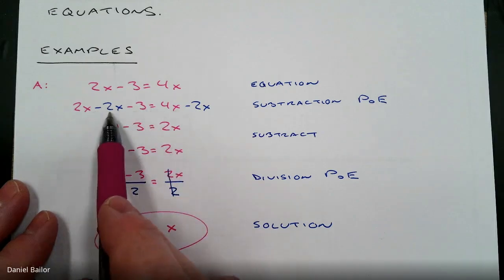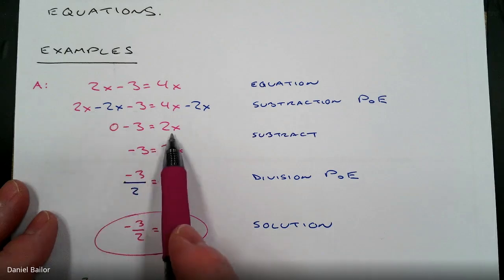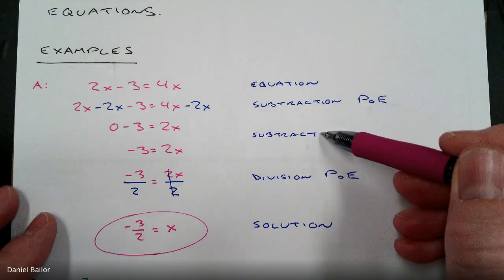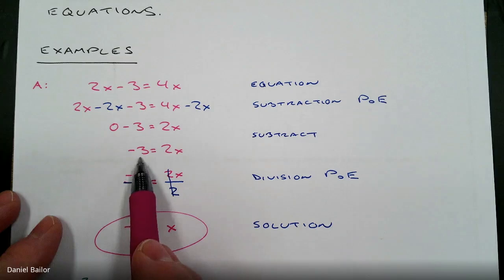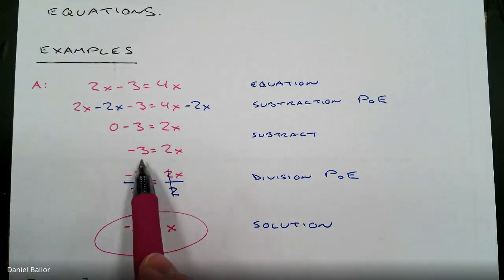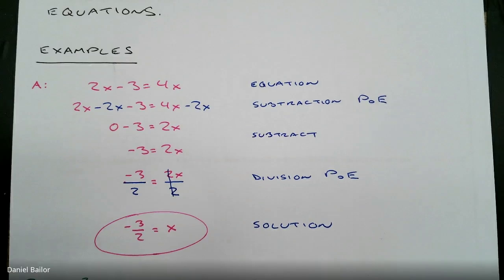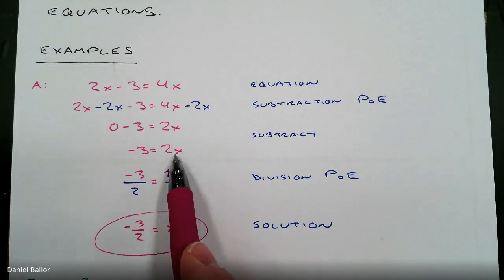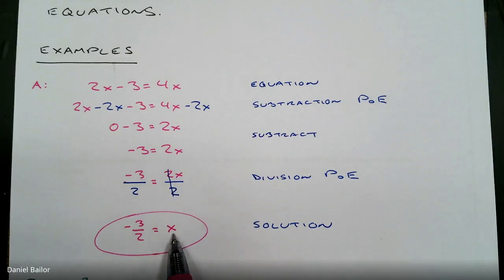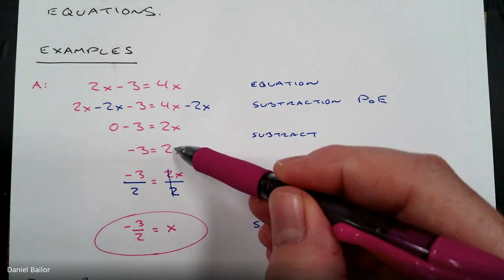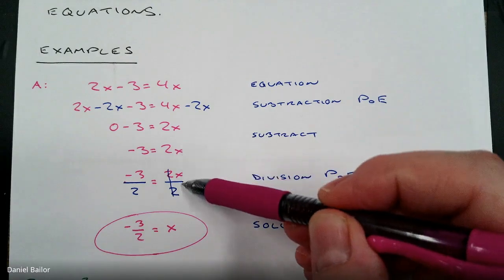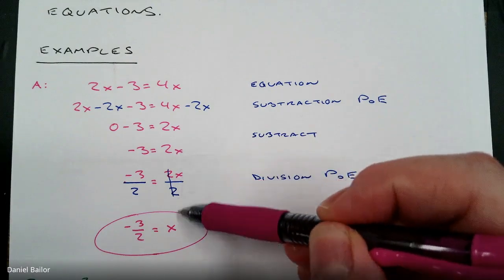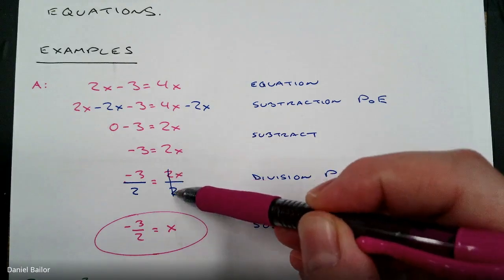After I do 2x minus 2x, I get 0 on this side, and I get 2x on this side. That's what happens when I subtract. Subtract again, 0 minus 3 is negative 3. Now I have negative 3 equals 2x. I'm closer, but still, I only want to know what x is. I want x all by itself. So to make the 2 go away, I have to use the division property of equality. Because I need to do 2x divided by 2. 2x divided by 2 is just x. Because 2 divided by 2 is 1.